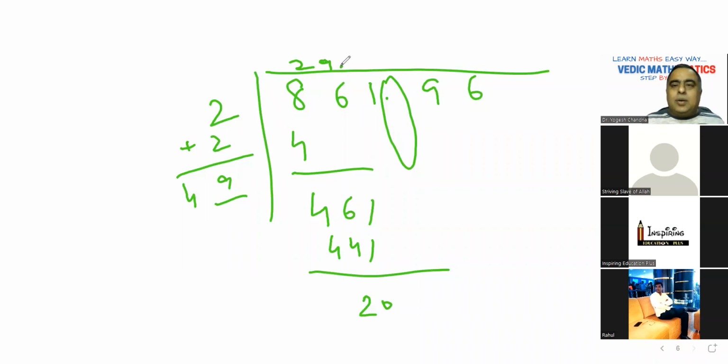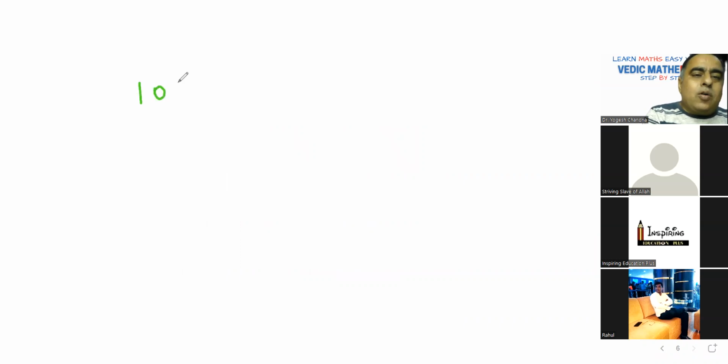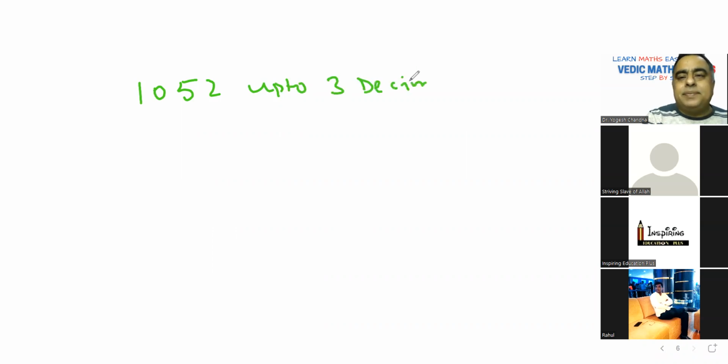Okay, solve one question then: the square root of 1052 up to 3 decimal places. So you can initially also write 6 zeros, or let it be 2 decimal.